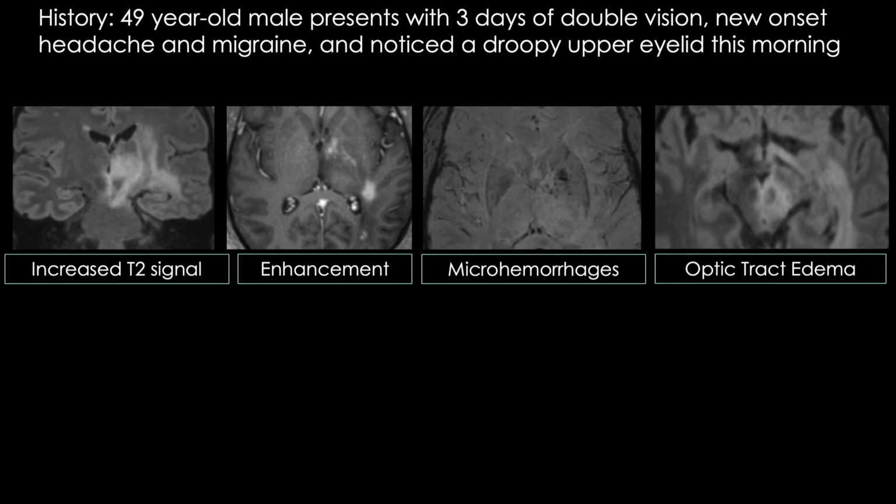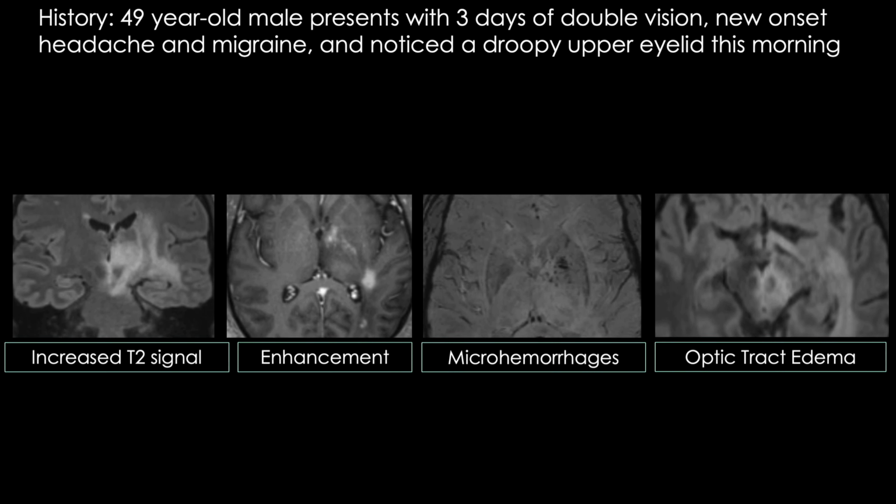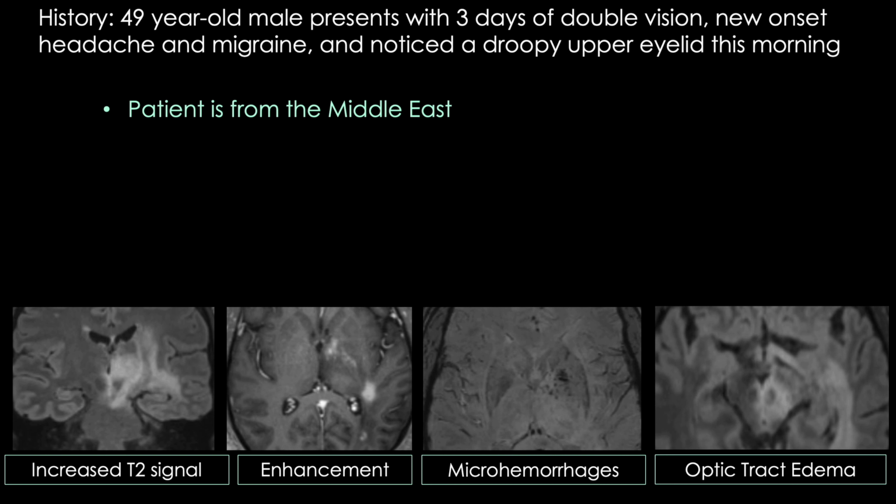Putting it all together, you can see we've come up with a nice, thoughtful differential here that can certainly give the clinician some immediate pathologies to think about and start treatment if one seems more suspicious than the other. So what did they find? As we said before, the patient is from the Middle East. They saw evidence of uveitis on the eye exam, and we saw optic pathway involvement on imaging.